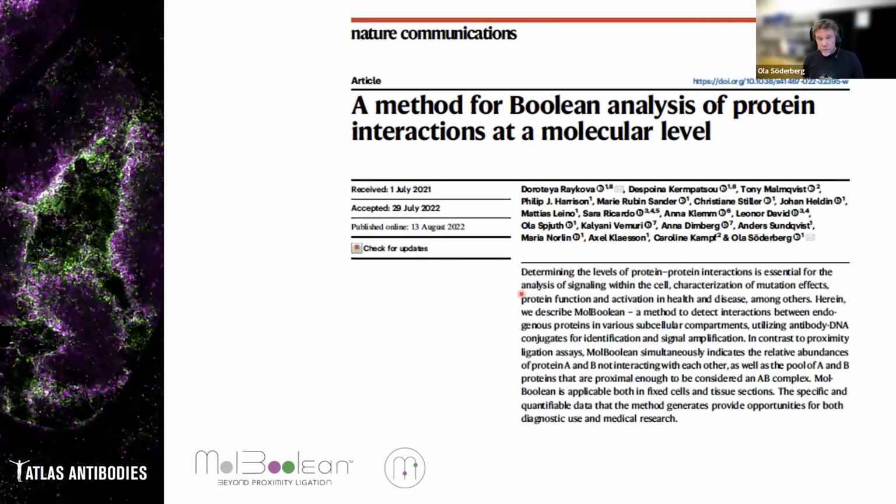And this method we published 2 years ago, so we have been working with it for many years. I think it's almost 8 years in the end, and in the last years we worked closely together with Atlas Antibodies. So we're very grateful for their help in this.